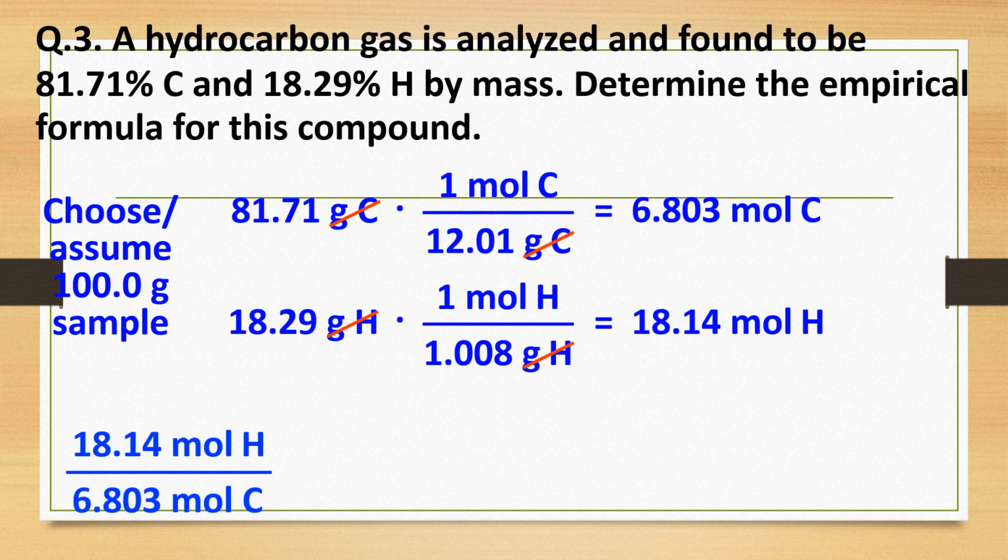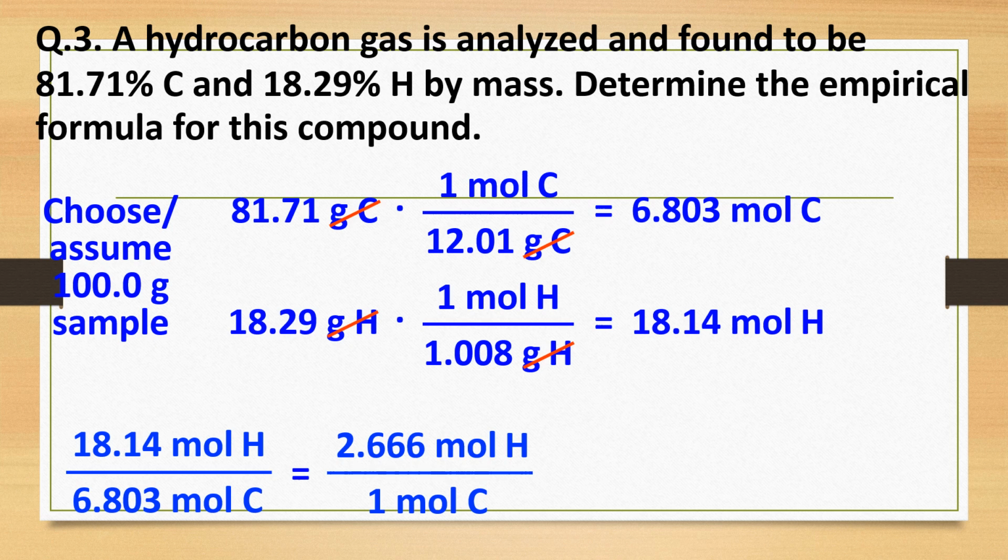So we will have 18.14 moles of hydrogen divided by 6.803 moles of carbon. And you get roughly about 2.666 moles of hydrogen per 1 mole of carbon. So that is your ratio. But remember, whenever you want to write a molecular formula, you can't leave it as H2.66. You can't do that. You have to put everything in the nearest integer.